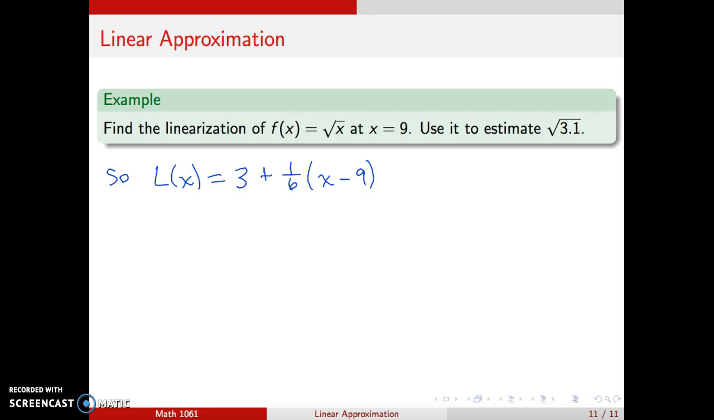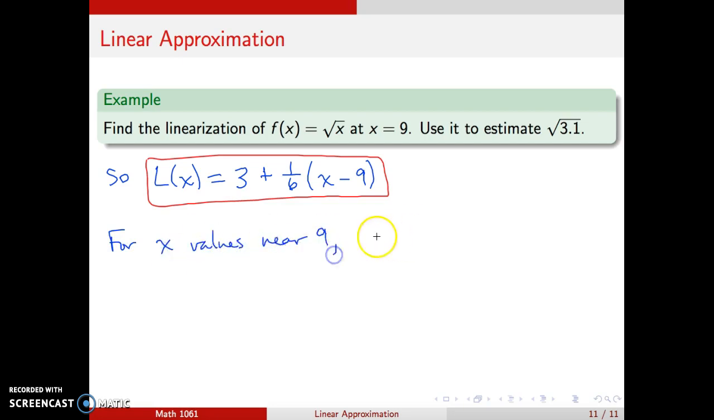So that's the linearization, the first task we're supposed to do. And we know that for x values near 9, L of x, which is just the tangent line, is approximately equal to the function. They're exactly the same at 9.